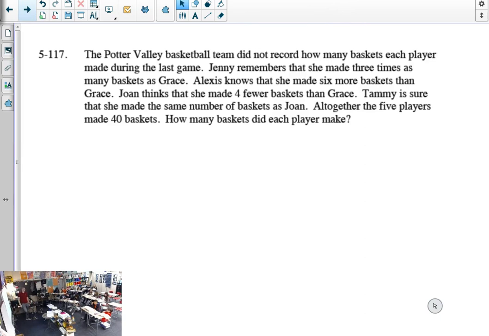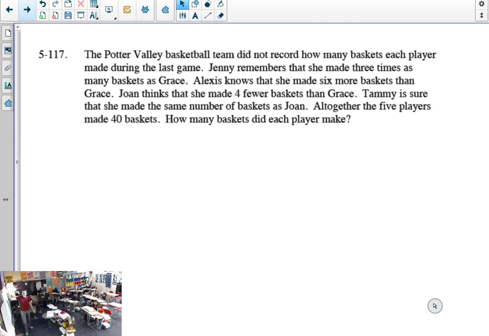The Potter Valley basketball team did not record how many baskets each player made during the last game. But Jenny remembers she made 3 times as many as Grace. Alexis knows she made 6 more than Grace. Joan made 4 fewer than Grace. Notice that they're all referencing Grace. Tammy made the same number as Joan. And all together, the 5 players made 40 baskets.